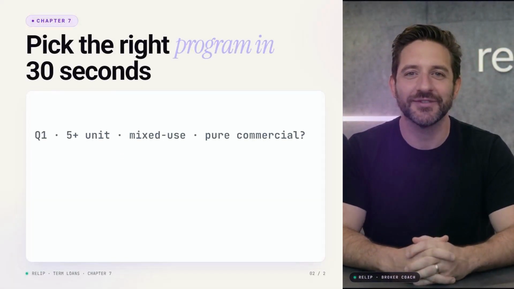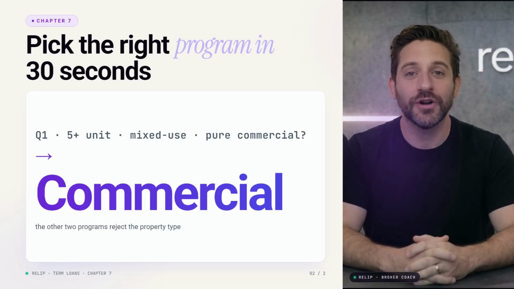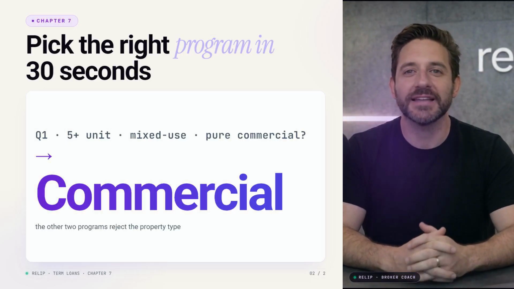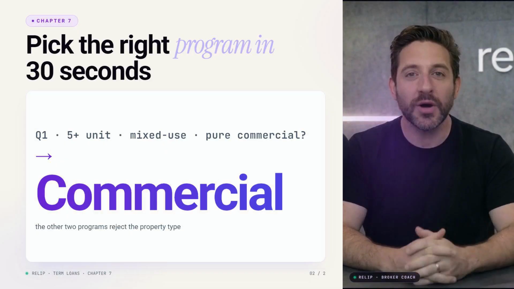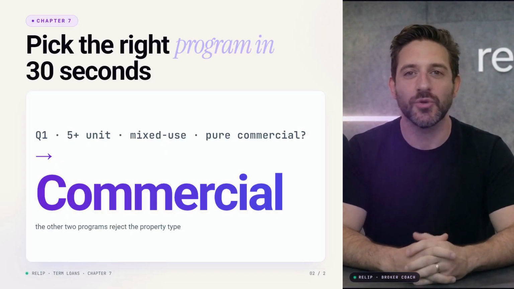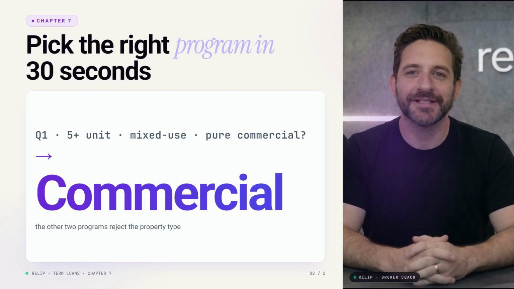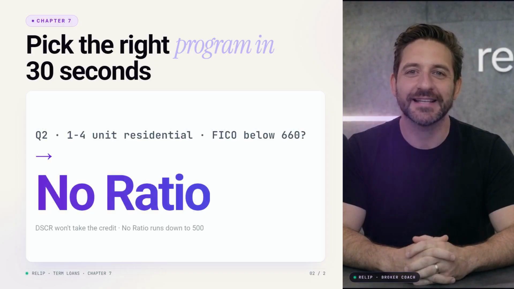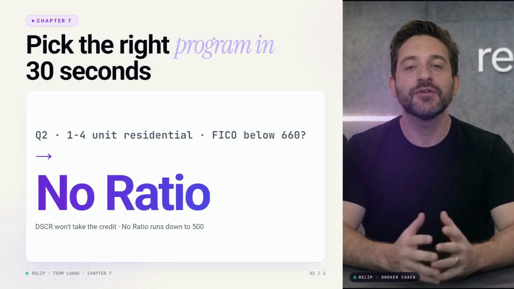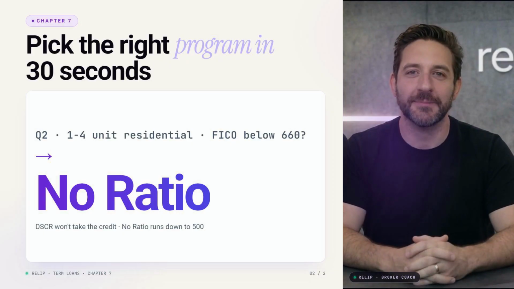You don't actually have to do this. The master pricer picks for you, but knowing the logic makes you sound like a pro on the phone. 4 questions in order. Question 1. Is the property 5+ units, mixed use, or pure commercial? If yes, the answer is commercial term. The other 2 programs reject those property types.